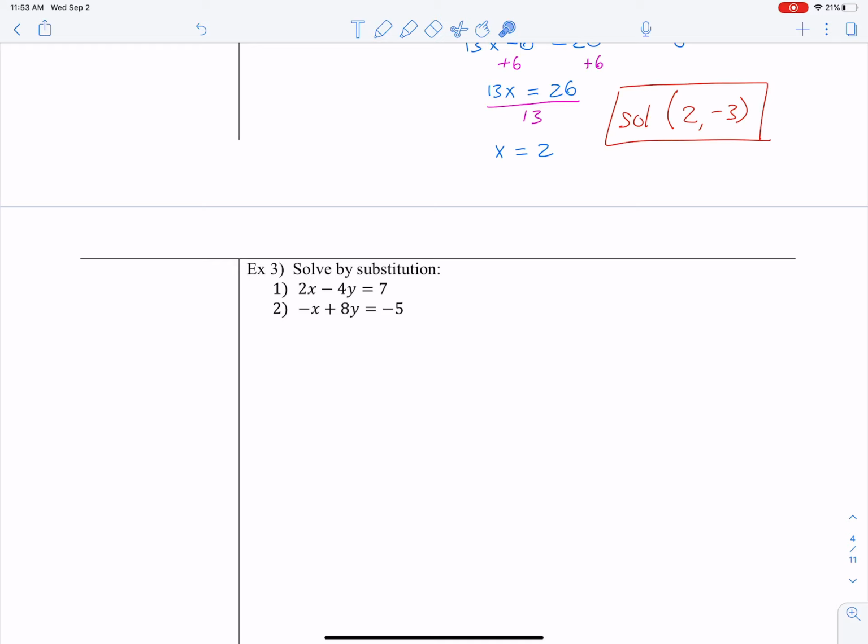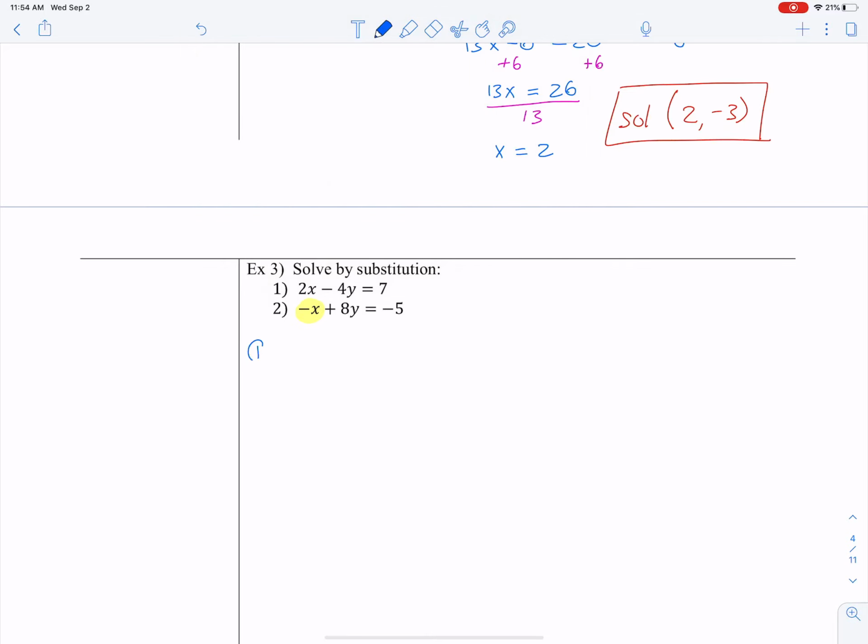Remember, look at your x's. Sometimes people are so focused on y's that they end up with a really, really complex equation when they could have had something a lot easier if they had used the x. Okay. So I'm going to highlight this.